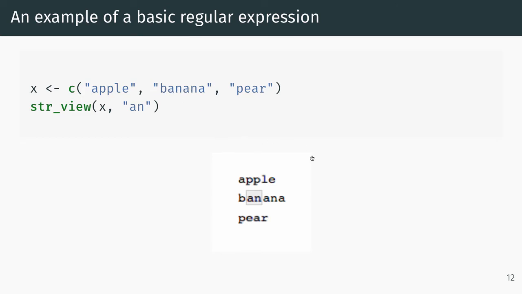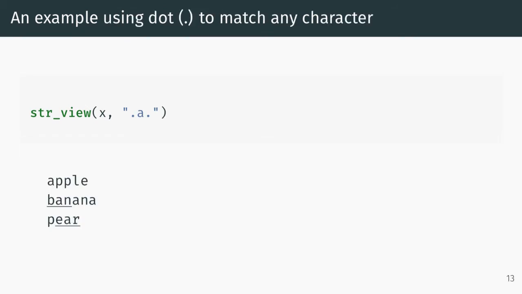Now as I said, I don't like the way that this looks. So for the remainder of these slides, I'm going to simulate the behavior of STR_view, and here's an example of that by simply underlining the part that it would highlight. So you can imagine this, or if you run this yourself, you'll get a rectangle around the part that I've underlined.